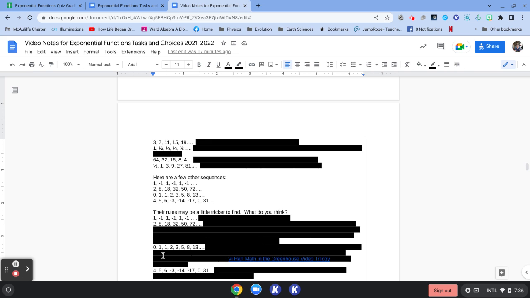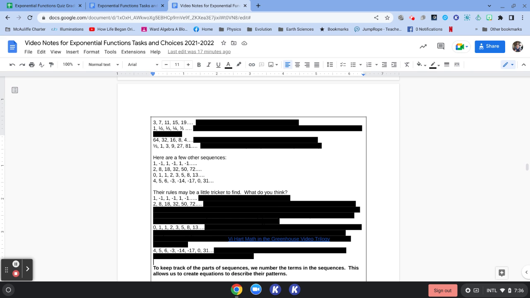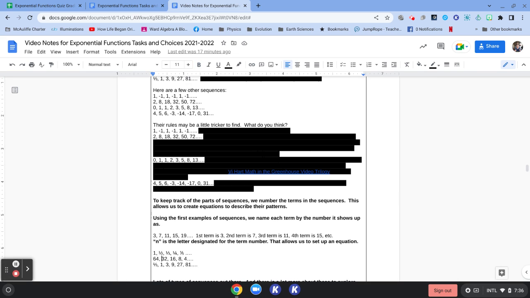But that's just sort of an introduction to some of the types of sequences. And I will remind you that we keep track of the parts of the sequence. We number the terms in the sequence. And this allows us to create equations to describe their patterns, which is going to be the subject of my next video.